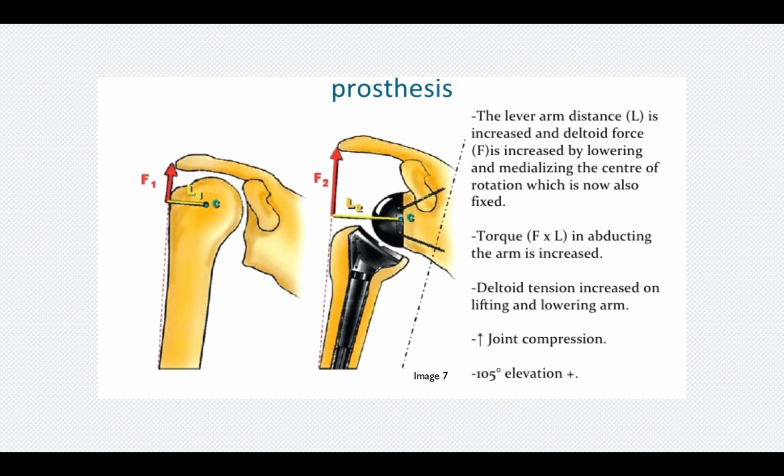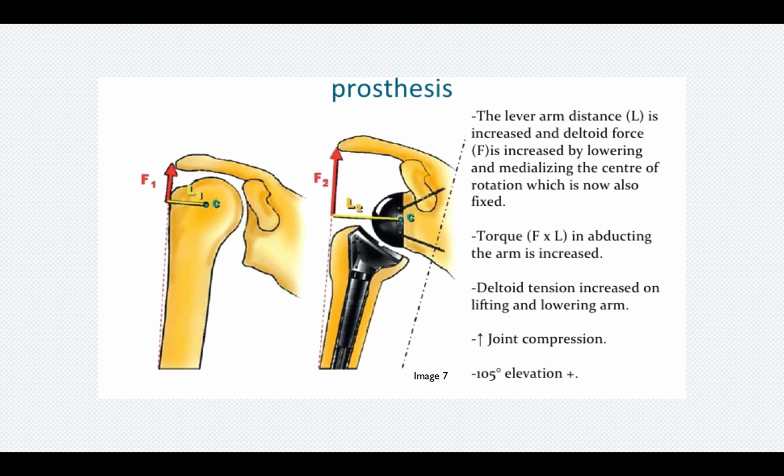This picture helps to drive home the changes that a fixed center of rotation brings about. Because the center of rotation in the reverse shoulder is now fixed, the deltoid has to have increased force to elevate the arm. On the left, you can see how the lever arm times the force requires much less torque than in the replacement joint on the right. You can see how the lever arm distance, the yellow L line, is longer, and the result is the force of the deltoid, the red F line, now is also increased.